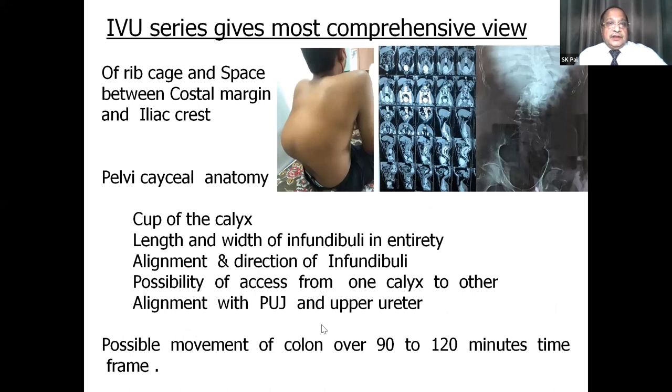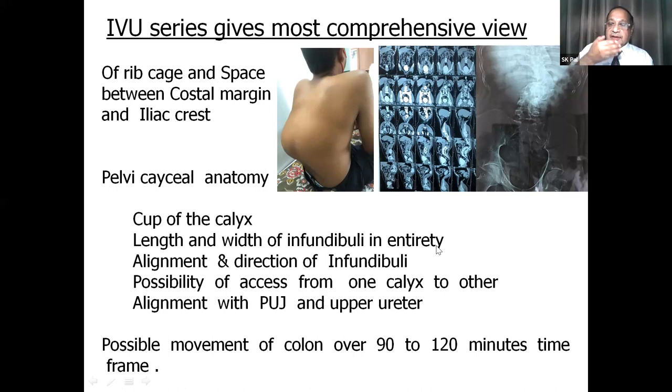Particularly in the IVU series, it gives you the most comprehensive view of the rib cage, like if this case is kyphoscoliotic or any other shape. You can identify in a plain X-ray or in IVU films what is the distance, how much space you are going to get to take entry into the kidney. So this is available in X-rays and in the IVU series. The space can be identified. You can identify the cup of the calyx from where you will take the entry. In one frame only, you can have the length and width of infundibuli in entirety.